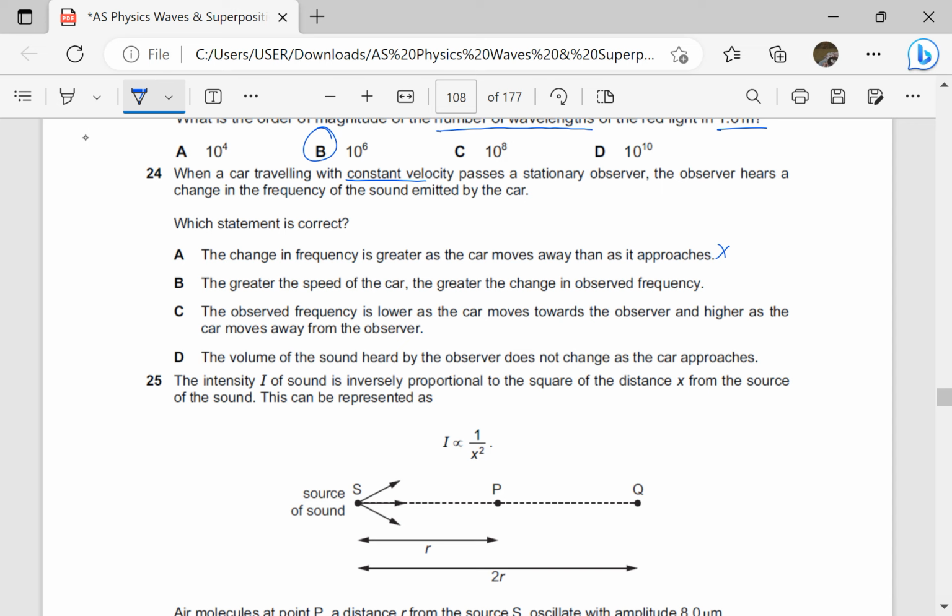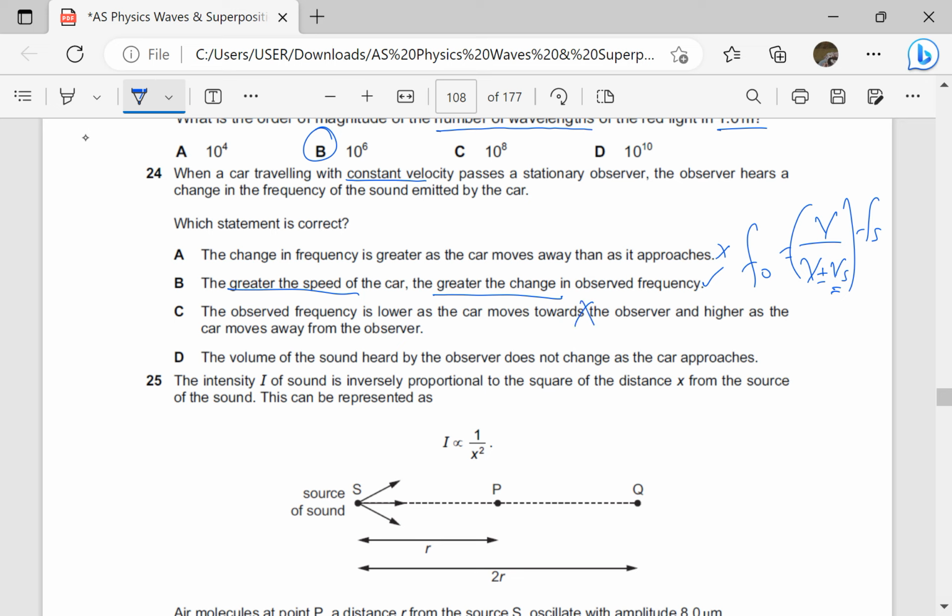The greater the speed of the car, the greater the change in the observed frequency. Let's check. Observed frequency is equal to V over V minus or plus Vs, then times Fs. So they're saying the greater the speed of the car, that is the speed of the source, the greater the change in the observed frequency. Of course, the speed of the source determines so much the change in the observed frequency, so that would be making sense.